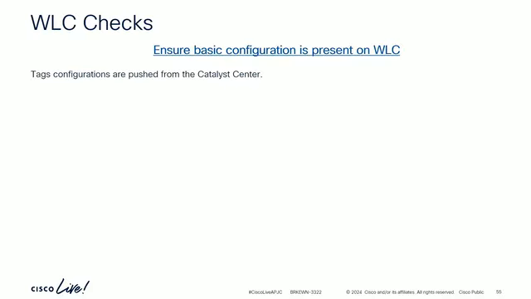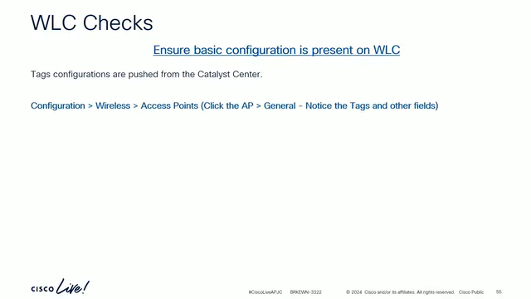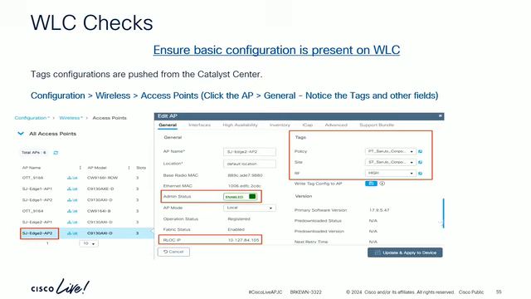Now, sometimes there can be a situation where either I am joining my client for the first time, or maybe during production hours I am trying to join, and then the problem happens. In both cases, it is very important to ensure that the configuration is all good. The configuration which is being pushed by the Catalyst Center is present on the WLC, and that we can see from the graphical user interface of the WLC.